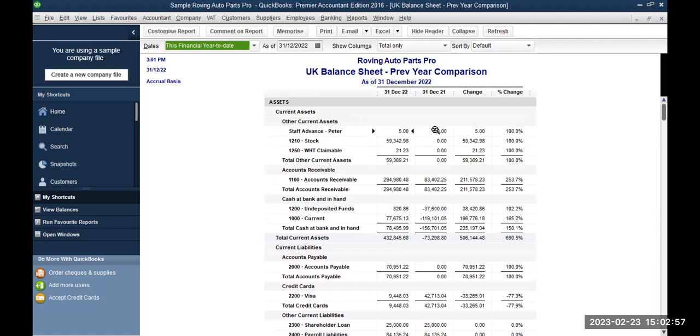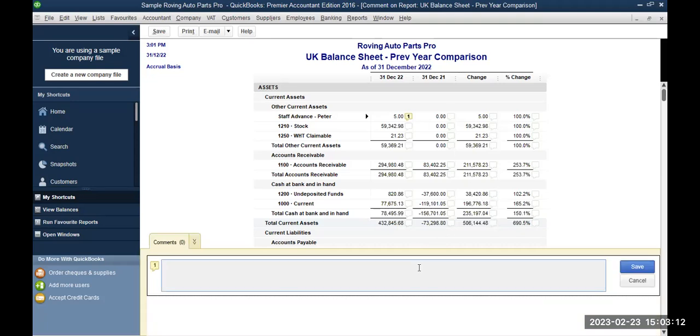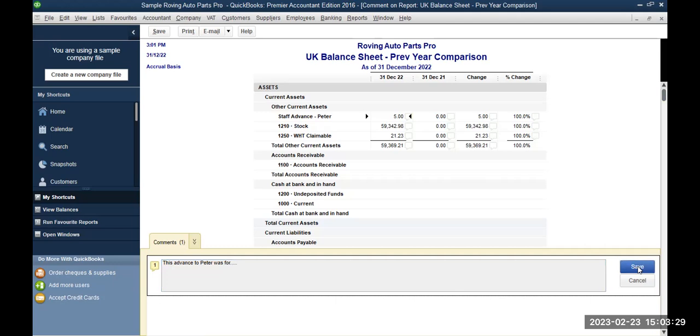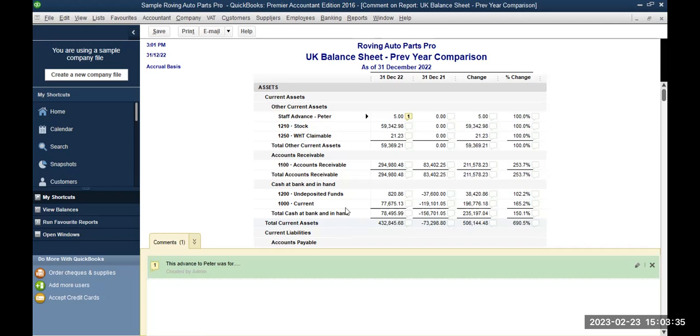But if you want to put comments within here, you can always put a comment. You click on comment on report, and then you have to explain, for example, these are staff advances to Peter. So you explain this advance to Peter was for whatever it was, okay? So when you save, anyone who comes and looks at this report can always click on that and see what the narrative was, okay? You want to explain why this percentage has gone up like that.